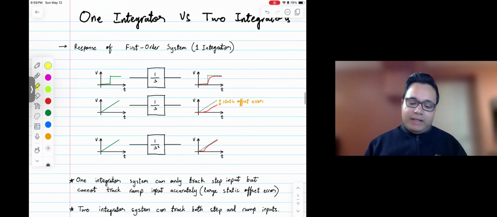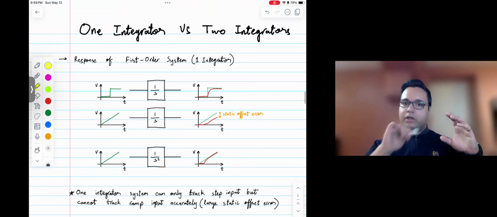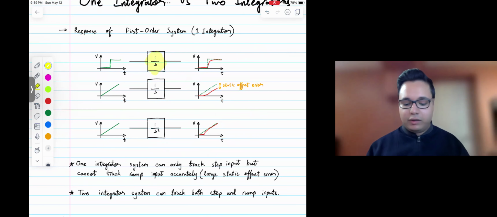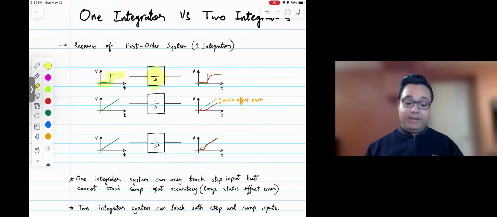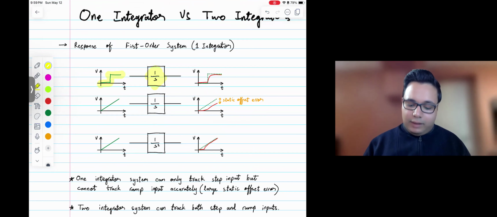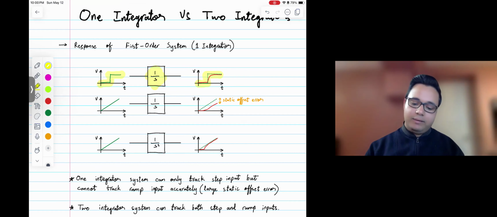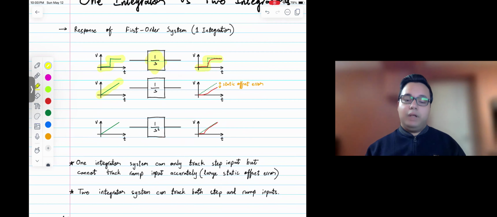All right, let's look at some of the things with a system that has one integrator in the loop and two integrators. So let's imagine we have one integrator over here, which is 1 over S. If you have a step at the input, then for a system like that, if you have one integrator in the loop, the system would be able to track the step, right? So that's okay. But what if you give a ramp to a system like this with just one integrator?